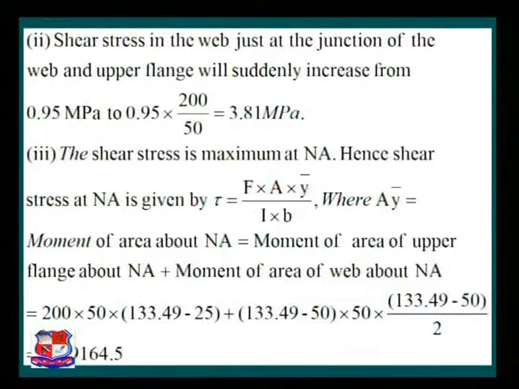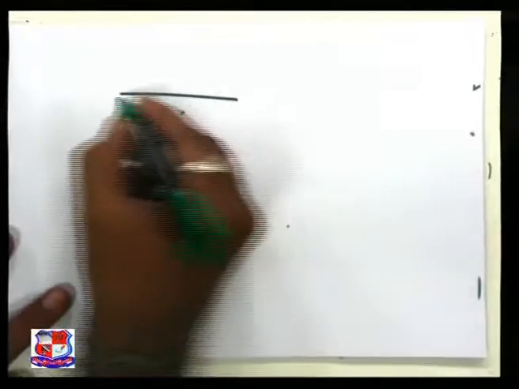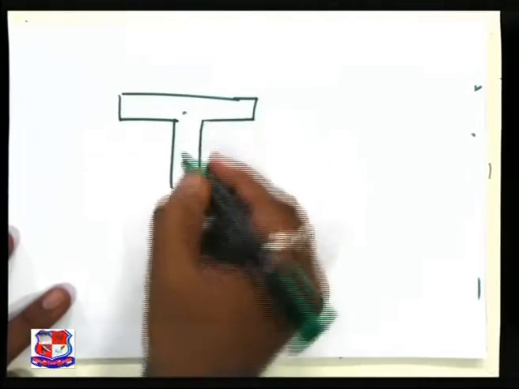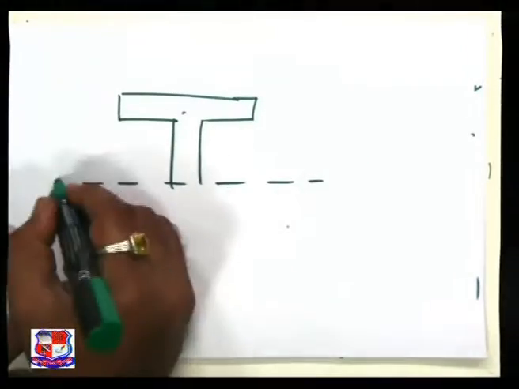If you refer to the figure, it is nothing but the moment of the area of the upper flange about the neutral axis plus the moment of the area of the web about the neutral axis. So let us refer to these things on this tabletop. I section. This is our neutral axis.